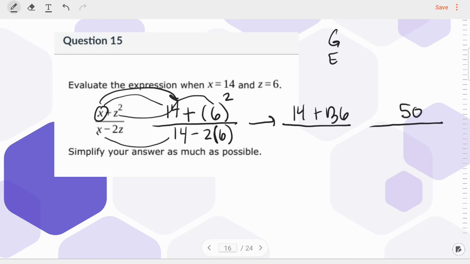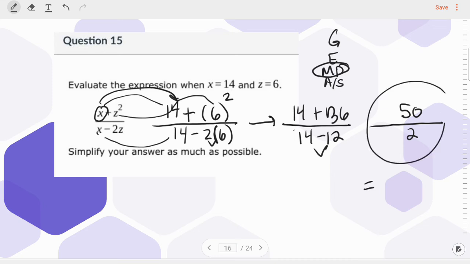And on the denominator, I have 14 minus 2 times 6. What comes first? Multiplication, division, or addition and subtraction? Multiplication and division. So multiply 2 times 6 first. I get 14 minus 12. Keep on simplifying. 14 minus 12 is 2. Simplify this final fraction. Don't leave it as a fraction. Gives me 25.